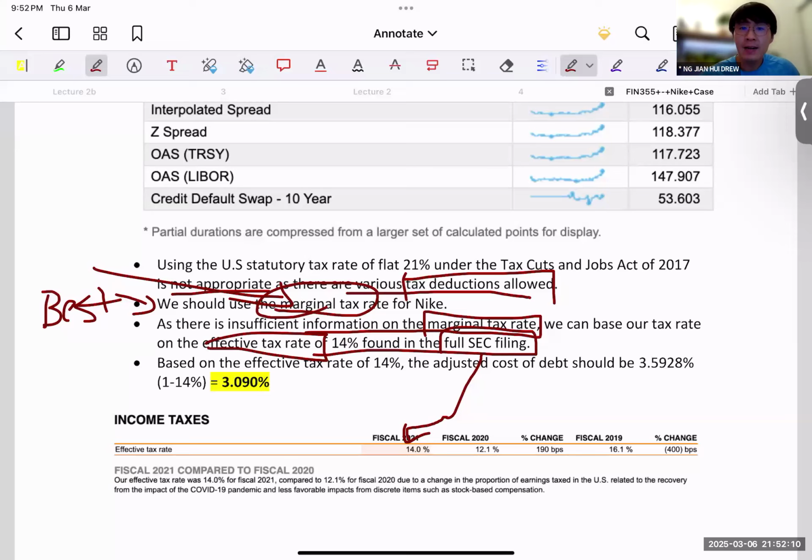If you use a flat 17% for your Singapore corporate tax rate, you would lose some marks because that's not the right tax rate to use. Okay, so in this case, let's say we're not very familiar with the US, we do not know the marginal increment of the tax per dollar, so we use the effective tax rate of 14%. And so our adjusted cost of debt will be this times the 14% marginal.